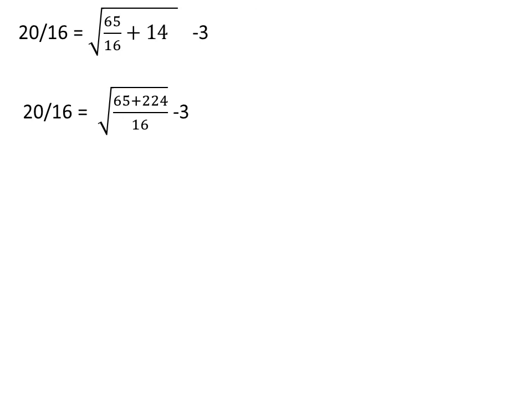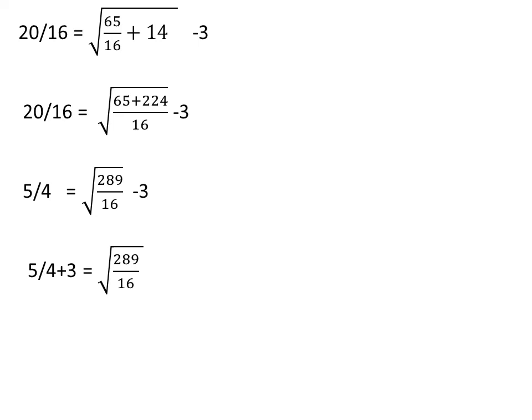In the radical expression, we will take the LCM, and the LCM is 16, so we write 16 in the denominator, and in the numerator we are left with the term 65 plus 224. Minus 3 is also written as it is. This equation can be reduced as 5 by 4 equal to under root 289 by 16 minus 3. In the next equation, we will move minus 3 to the other side. So we can write it as 5 by 4 plus 3 equal to under root 289 by 16.